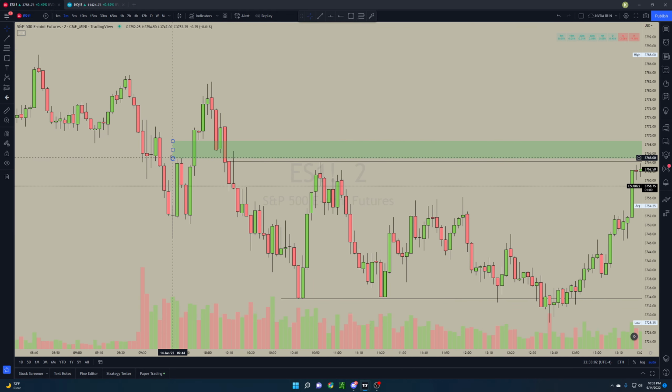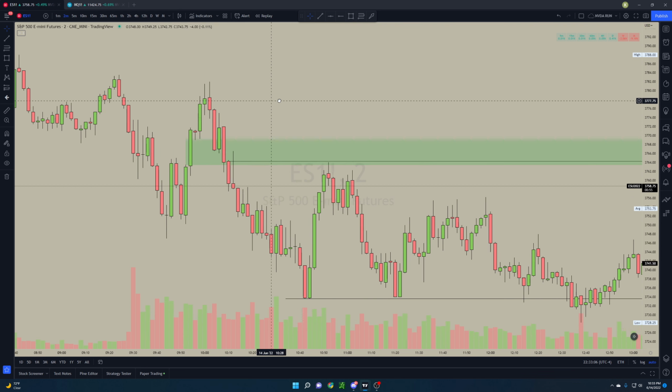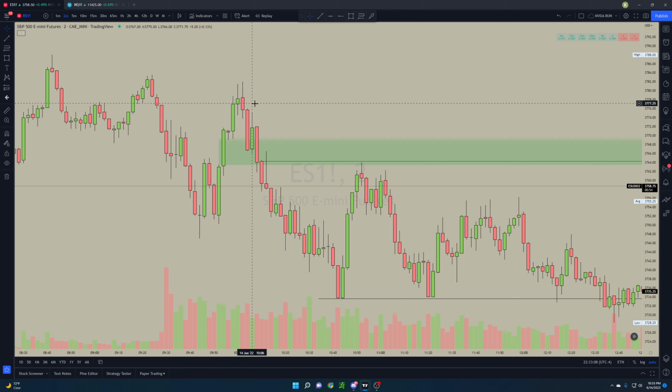What time frame is this? This is a 2 minute. I was watching this fair value gap here. So I entered them around this area here, expecting a bounce of some sort by the end of this fair value gap.